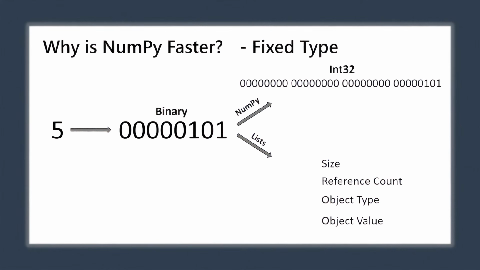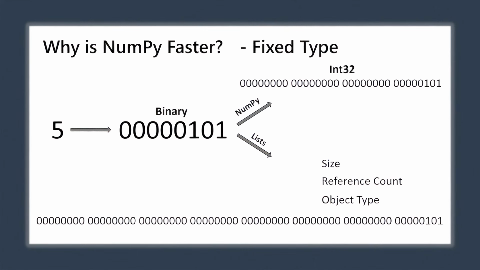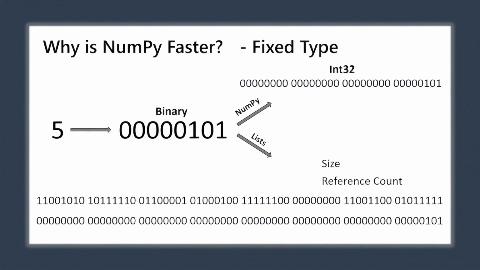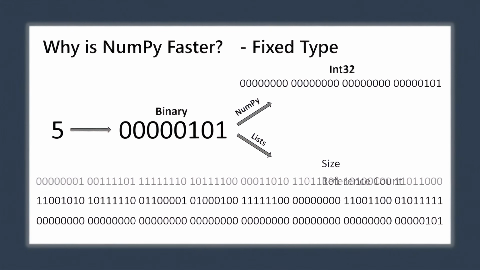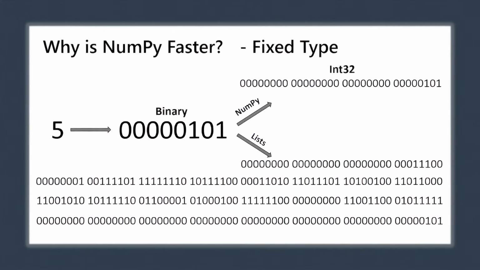And so if we break this up into the actual binary that it represents, the object value is represented as a long, which is 8 bytes. The object type, same deal. Reference count, same deal. And then the size, I believe, is a little bit smaller. I think it's only 4 bytes. But as you can see, that's a single integer within lists using the built-in int type. It requires a lot more space than NumPy.